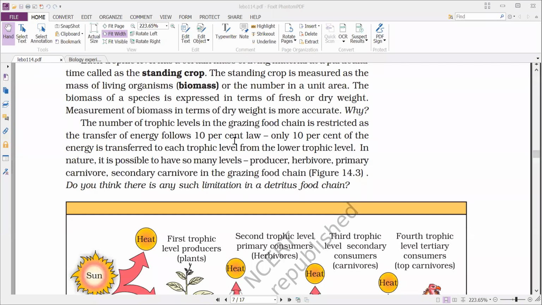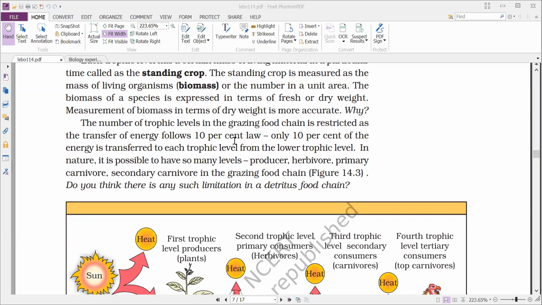What does this 10% law state? From producers to herbivores, only 10% of the energy is transmitted. That is, from the producer trophic level to the herbivore trophic level, only 10% is transmitted. That means the remaining 90% is either used or lost into the environment. Only 10% gets transmitted.